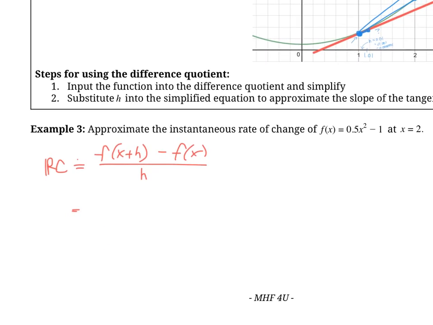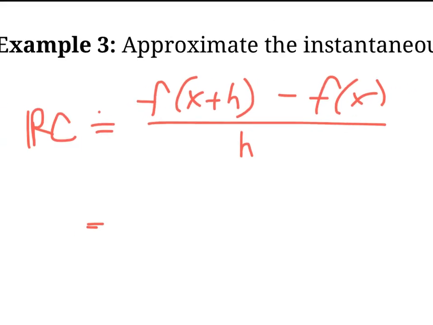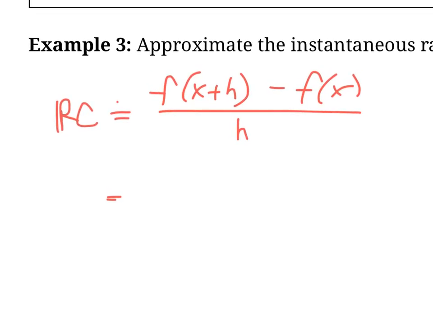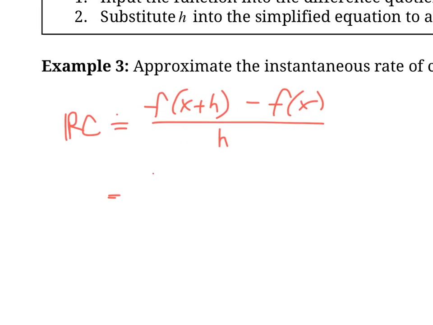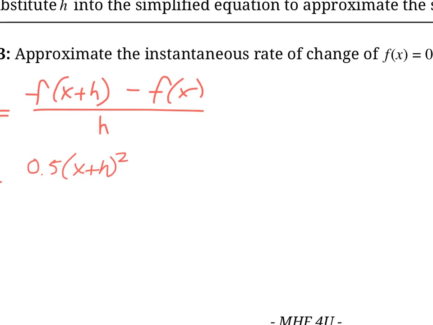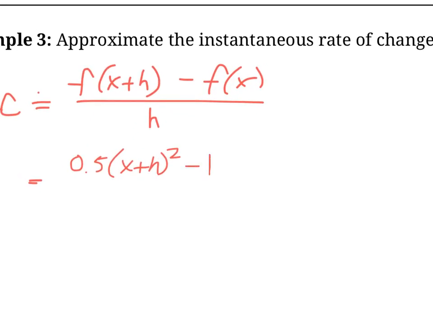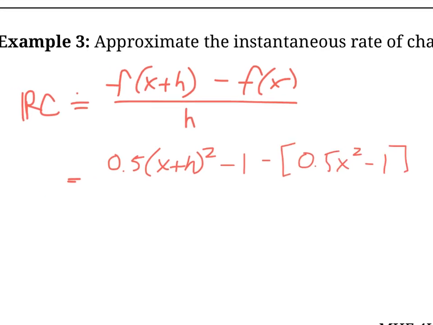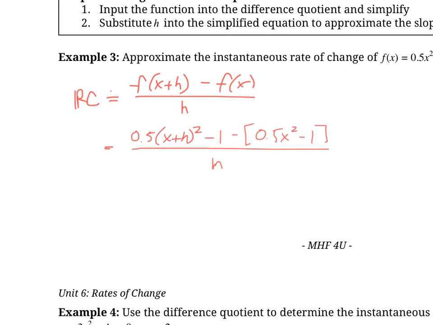So my function there was 0.5x squared minus 1. Now, if we want to evaluate the function at x plus h, that's going to be 0.5, and instead of x, it's going to be x plus h, right? Squared, minus 1. And then f of x is just the function, so 0.5x squared minus 1. And we put this all over h.